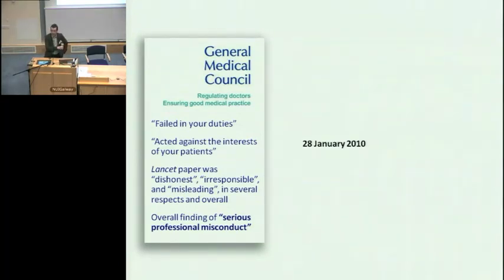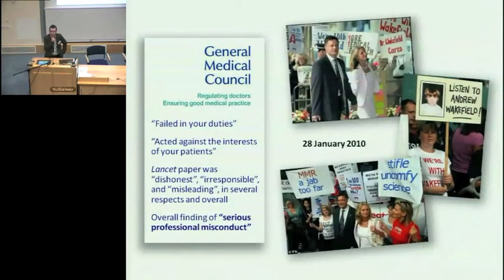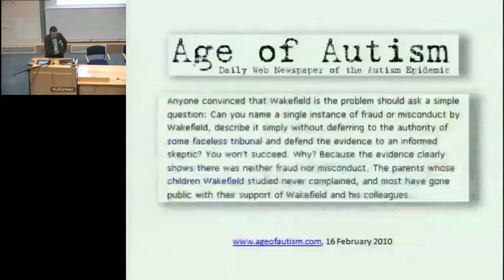But on the 28th of January, when he walked out of his GMC hearing, did people try to pelt him with eggs? Did someone try to kill him? No, he walked out to a crowd of supporters who continue to this day to be loyal to him and to now lump the GMC into the conspiracy to try to cause more autism in the world. And websites like this one, Age of Autism, say, can you tell me what's wrong with Wakefield's research? No, you can't. Why?